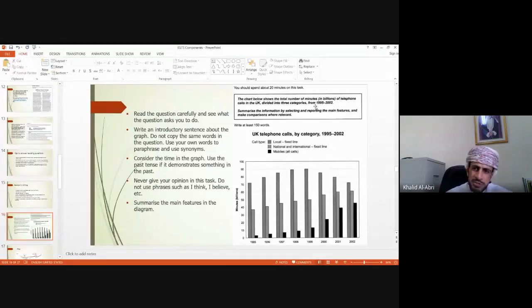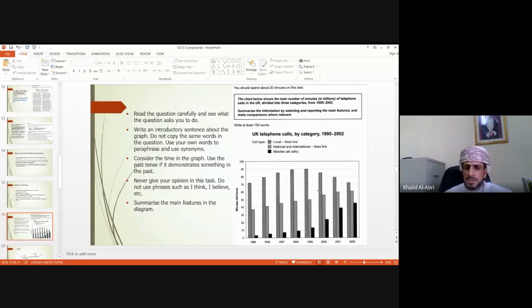So my idea here is when you write the introduction or the introductory sentence, you need to paraphrase. You need to use words other than those written in the information here. So don't copy them the same. If you copy, the examiners, the ones who mark your essay, will say that you are not able to paraphrase. You are not able to show what this bar chart represents. So you need to paraphrase and write this into the first sentence, the topic sentence.